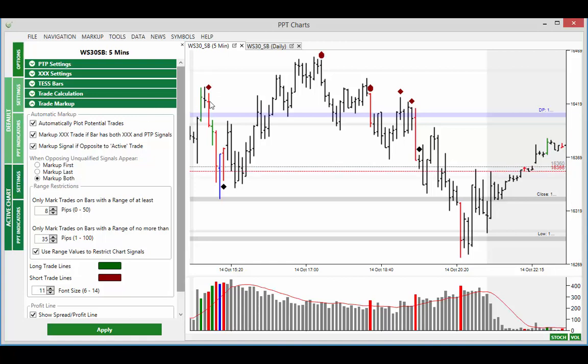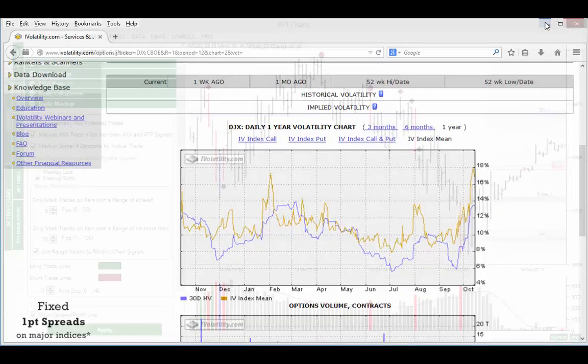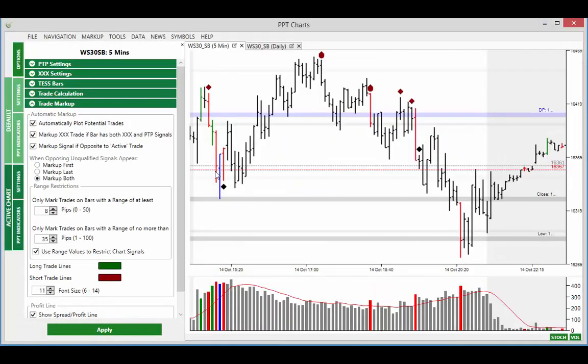But the reason, first of all, why we're not getting the number of signals that we should do is because of this limitation on the range. And the market at the moment, if I just have a quick look at the implied volatility, we have a lot of volatility in the market at the moment. So what's happening is the market is trading a bigger range for each individual bar.